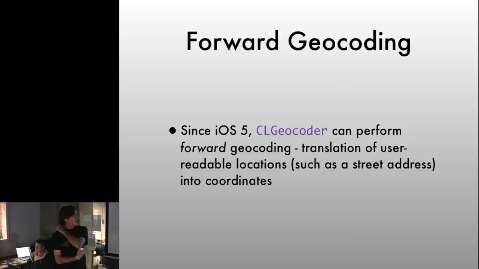Okay, so since iOS 5, you can also do forward geocoding, which is translation of human readable addresses back into coordinates. And again, you use CL Geocoder for that.